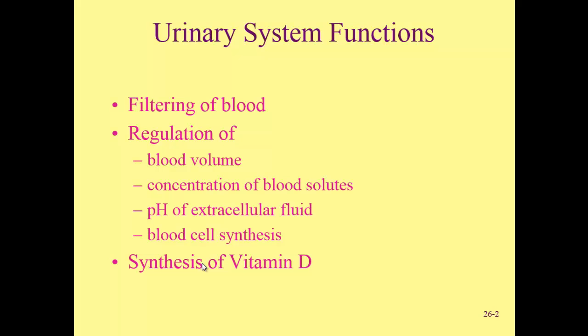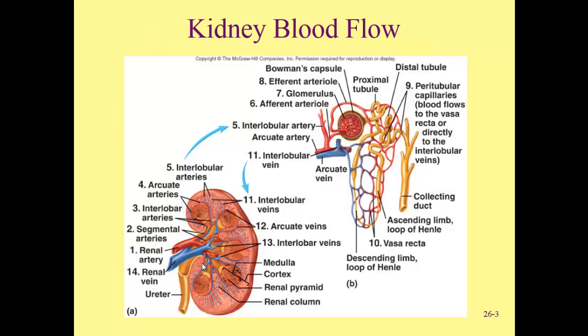What do we need vitamin D for? Yep, to absorb calcium. So here we can see the blood flow. We have the renal artery, which branches and branches into the last two arteries, the arcuate artery and the interlobular artery, which then becomes the afferent arteriole.